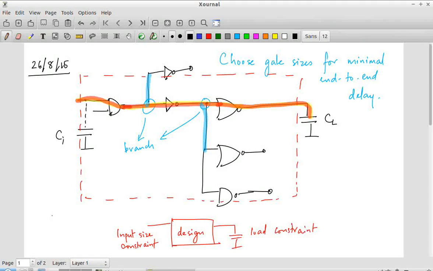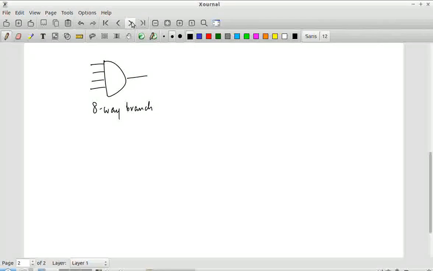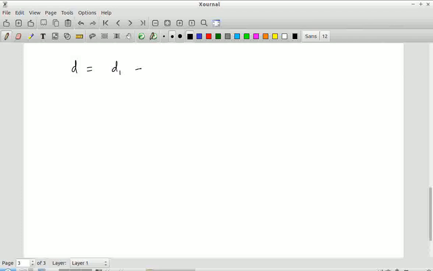Okay? So overall, if I was to write out the delay through the entire circuit, it's going to be given by the sum of the individual delays through each gate, which in turn, I know that for each individual gate, its delay is given by its logical effort times its electrical effort plus its parasitic effort, right? This we derived independently of any paths or any other thing, right?